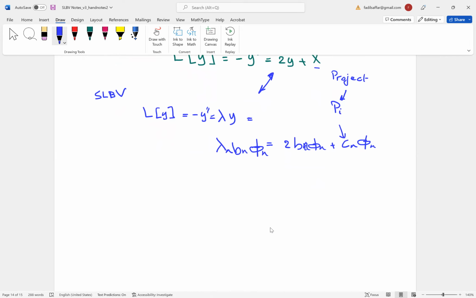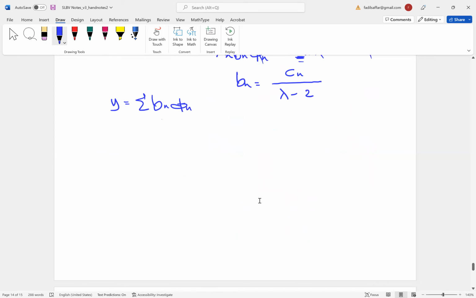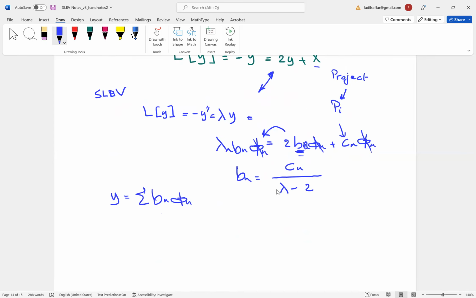So that's what we want to do. We want to solve that equation. We form our SLBV problem. And what we want to find is Bn, because our y at the end will be expressed as Bn times phi n. And that Bn now, we can move this one to the other side and find Bn, and that would be just Bn equal to, we can cancel this one and this one and this one, Cn over lambda minus 2.